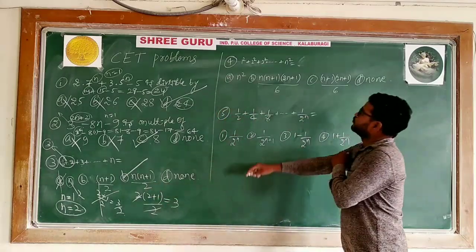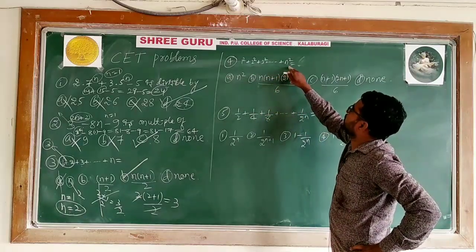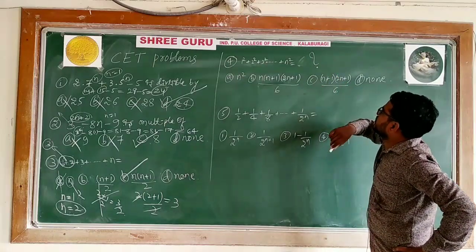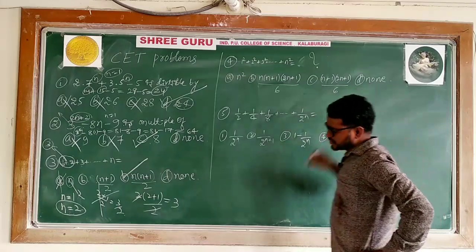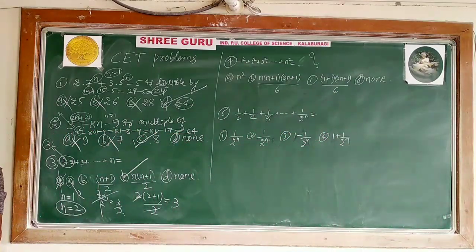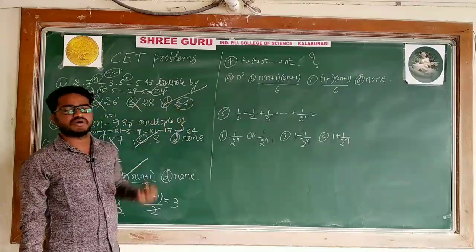Now, the fourth one. What is 1 square plus 2 square plus 3 square plus so on up to n square? This is equal to what is being asked. The first option, n square is the second option, then the third option, or none of these. Out of these 4, which one is correct? Can you tell me? Guess it. Try like this: go for trial and error. Take n is equal to 1 and decide. Do this now.